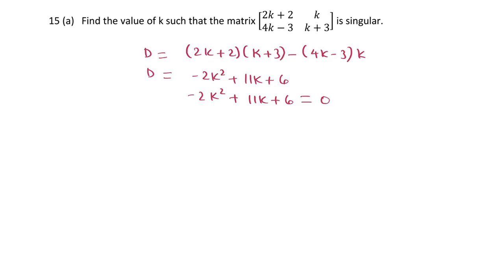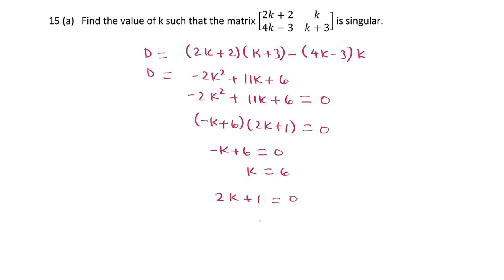Okay, so now factorizing this expression, we are going to have, in brackets, negative k plus 6 times, in brackets, 2k plus 1 equals to 0. Then either negative k plus 6 equals to 0, which gives k equals to 6, or 2k plus 1 equals to 0, which, solving the values for k here, we are getting k equals to negative 1 over 2. Okay, so therefore k equals to 6 or k equals to negative 1 over 2.